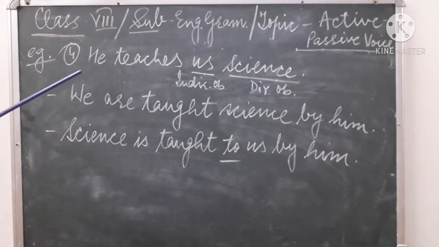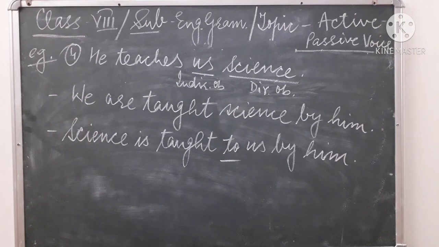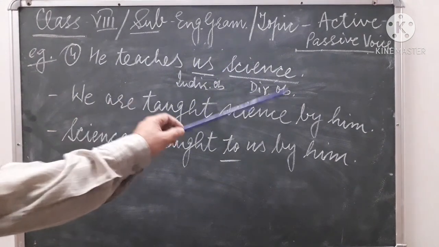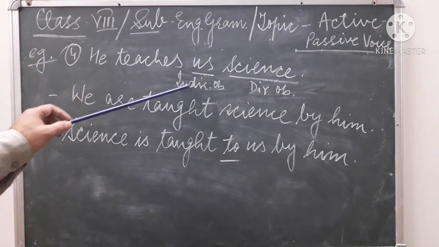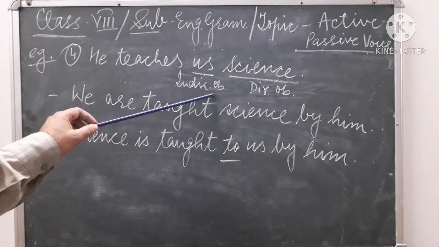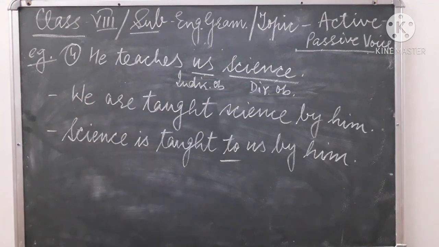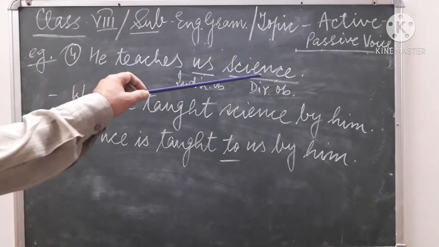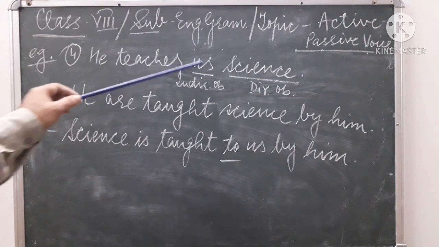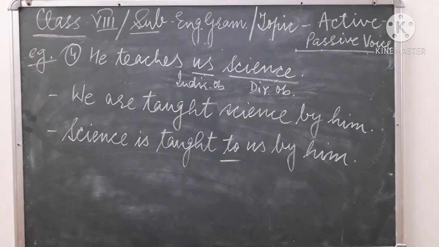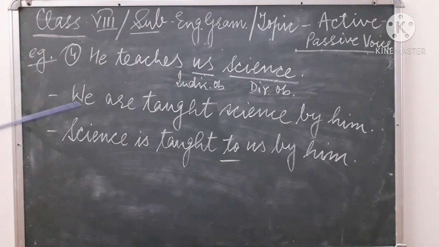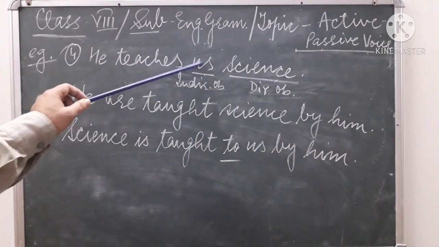Yes, my dear children, let us take one more example. This sentence carries two objects. He teaches us science. Here, us is also an object, science is also an object. Now, children, here, us is the indirect object. Actually, children, for living beings, whatever object we use, it is the indirect object. And for non-living, it is called the direct object. Now, children, this sentence can be converted into passive voice in two ways. Number 1, by bringing the indirect object first, and second, by bringing the direct object first. And it is also suggested that it is better to bring the indirect object first.